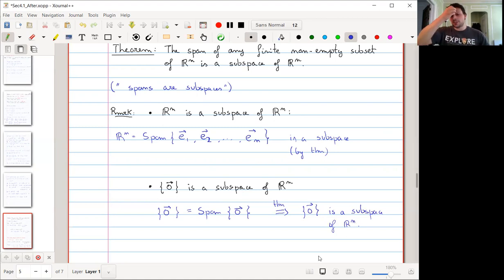In the next video, we'll see some important examples of subspaces that come from the theory of matrices that we've been developing. To a matrix, we will attach a series of subspaces. I'll see you in the next video.